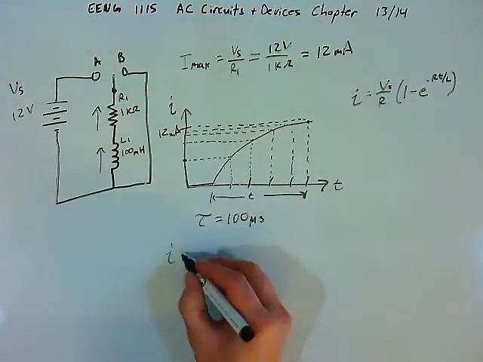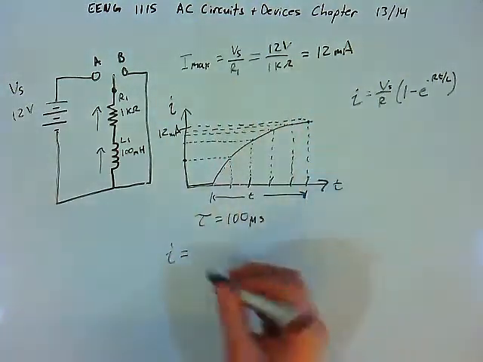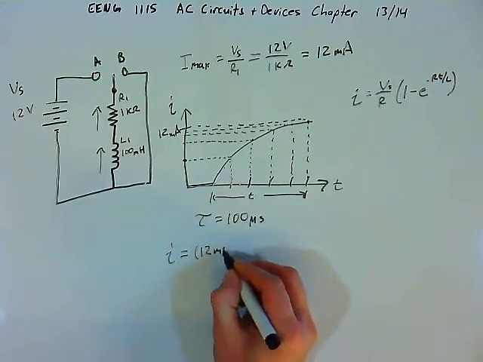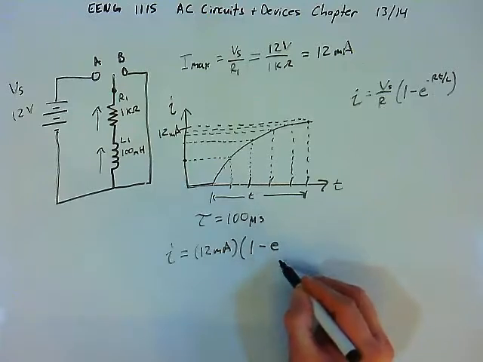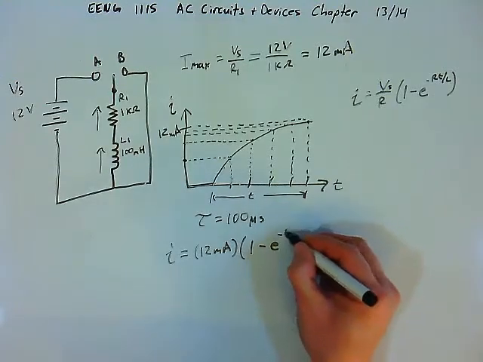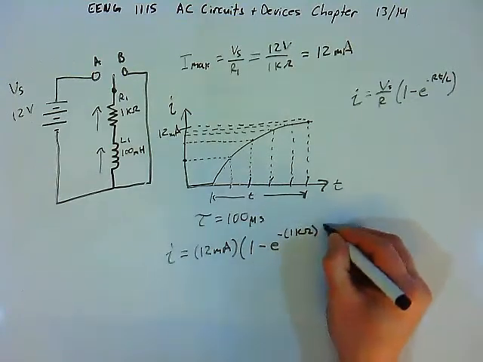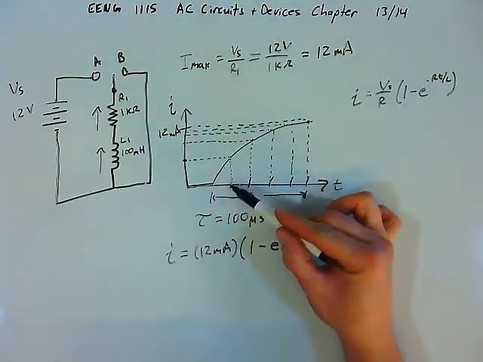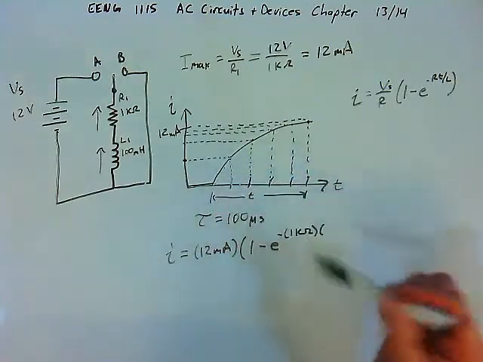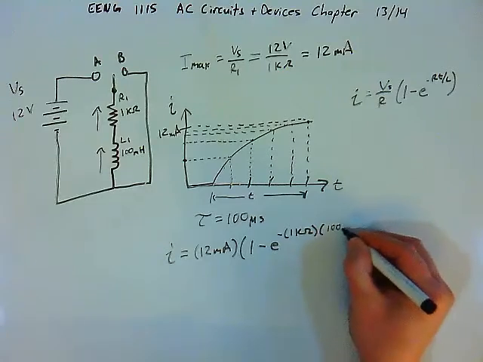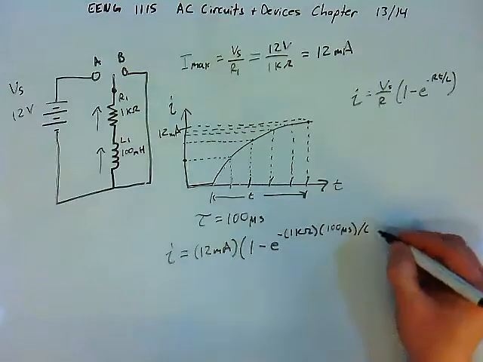The instantaneous current will be Vs over R, which is the maximum current. I already know that that's 12 milliamps, times 1 minus e, which is Euler's number, to the negative R, which is 1 kilo ohm, times t, which is the point in time that we're looking for the instantaneous current. In this example, I want to know the current at 100 microseconds, divided by the inductance, which is 100 millihenries.